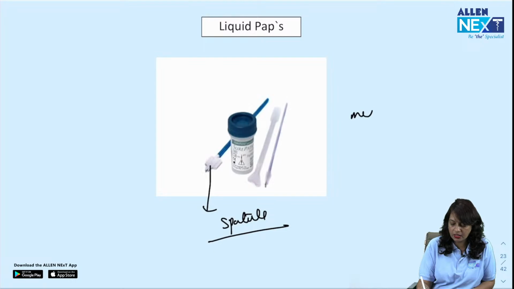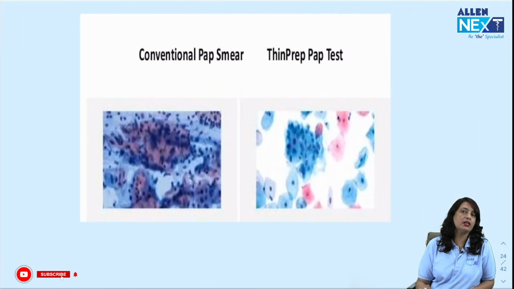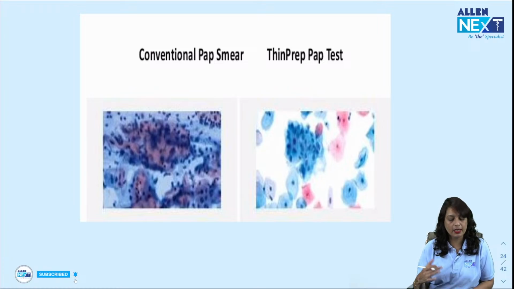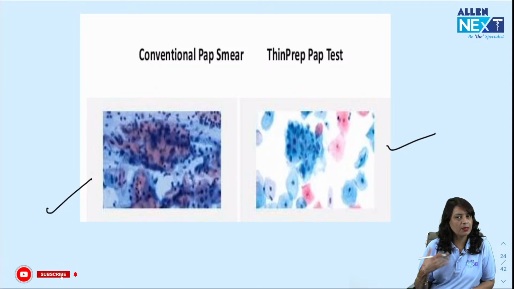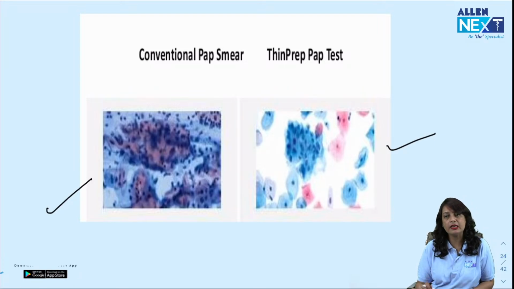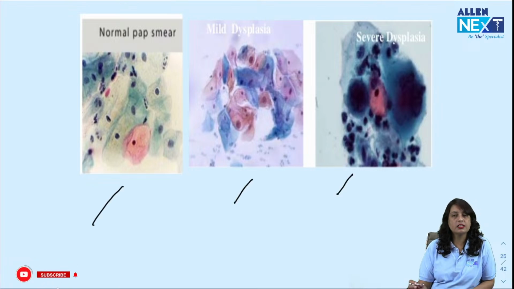That fixative is a methanol. Okay, and then we send it for the microscopic examination. This is the conventional Pap slide and this is the liquid based cytology. So liquid based cytology is a step ahead and the cell cytology is visualized very clearly in that case. Now this is a normal smear, this is mild dysplasia and this is severe dysplasia.